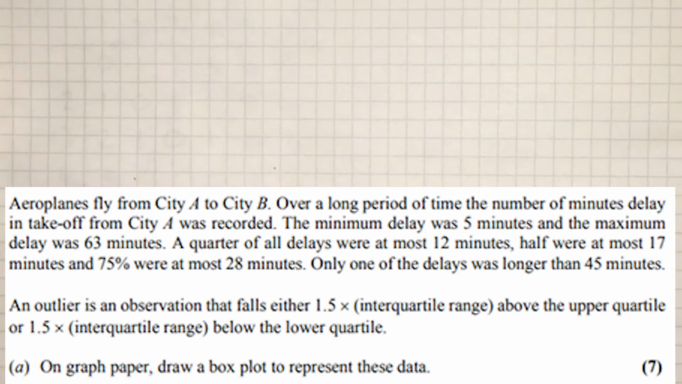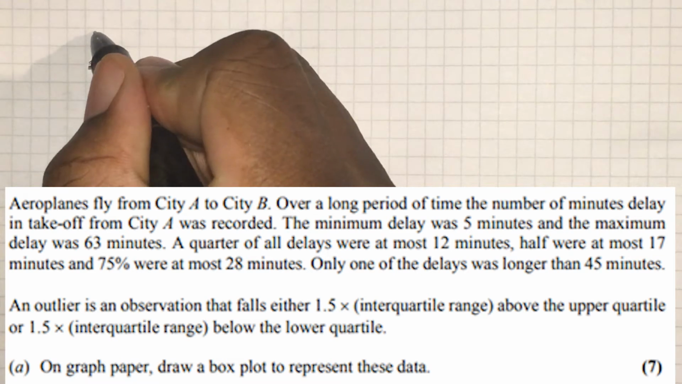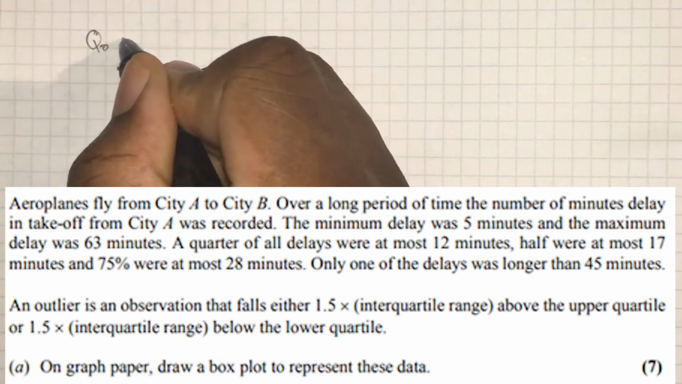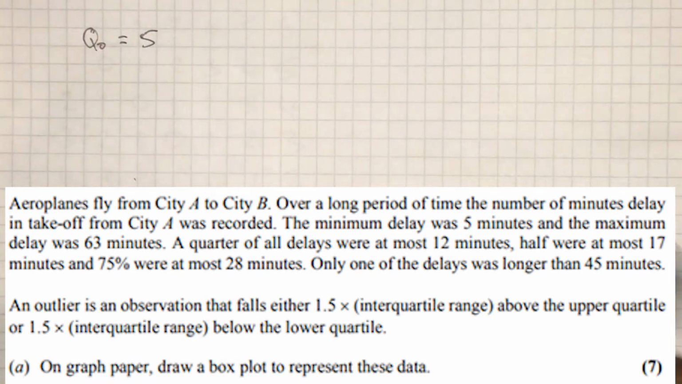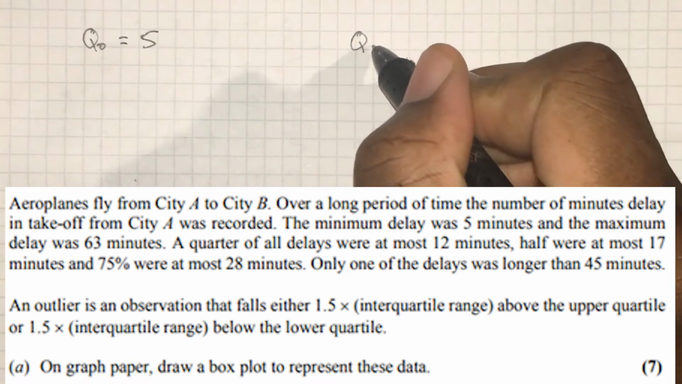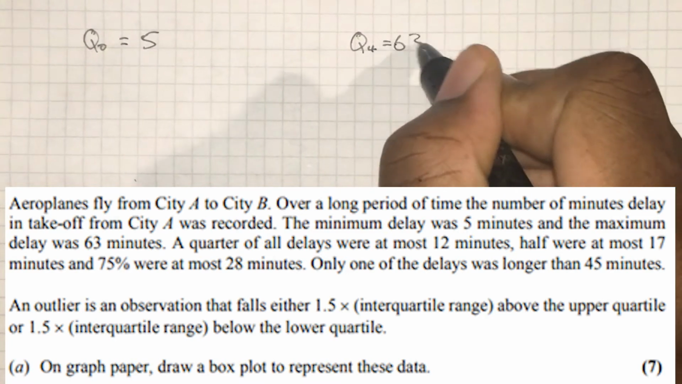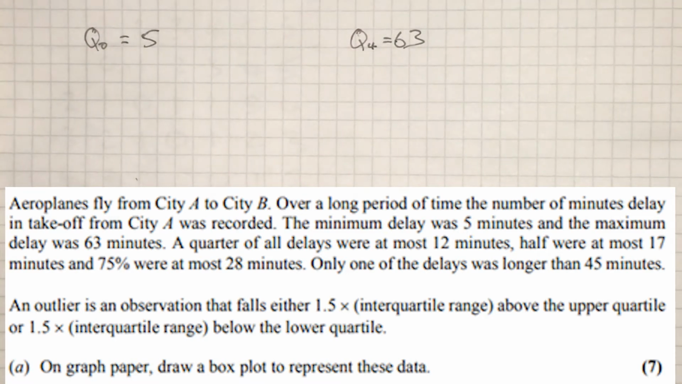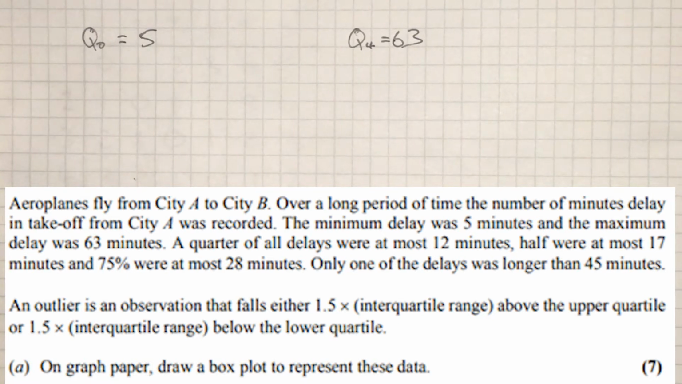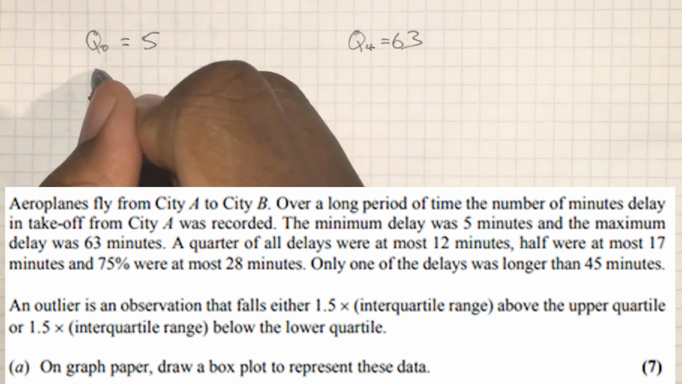A quarter of all delays were at most 12 minutes. So that's going to be the lower quartile. A quarter of them had a maximum value of 12, so a quarter of them will take you up to the value 12 minutes. Half of them, okay, that should be easy, that's the median. The median will be 17, and 75% were at most 28 minutes late.